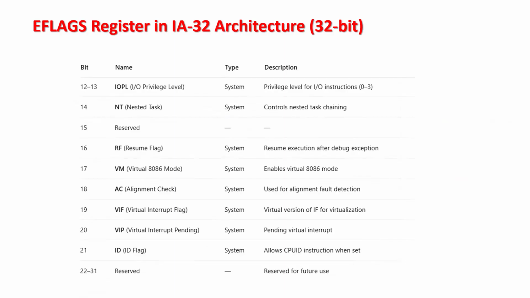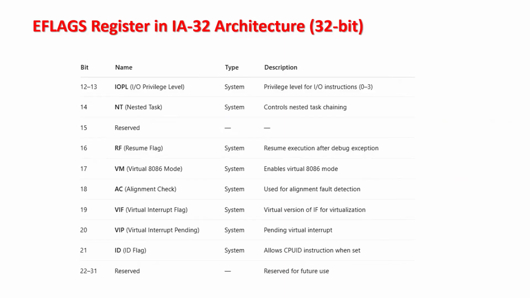That's why this is to be used by the system. There are privilege levels defined as 0, 1, 2, 3. Bit number 14, NT, nested task, controls nested task chaining in a multitasking environment. Again, a system flag. 15 is reserved. 16, RF, resume flag, resumes execution after a debugging exception.